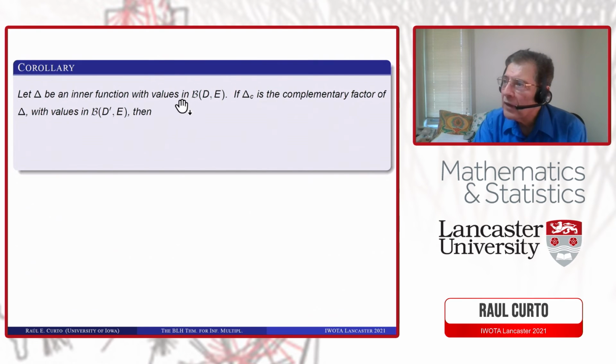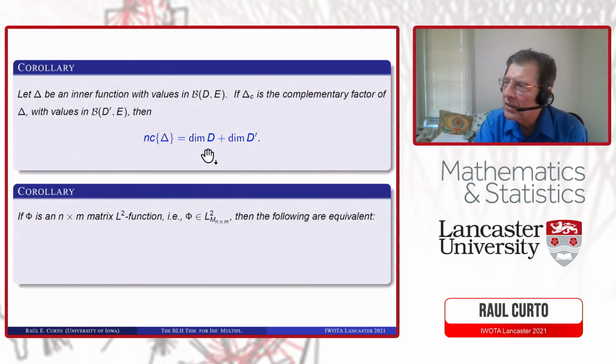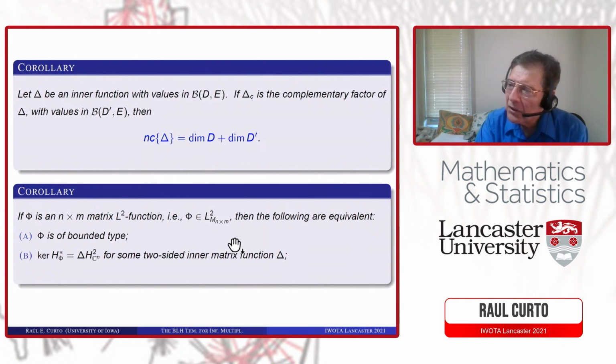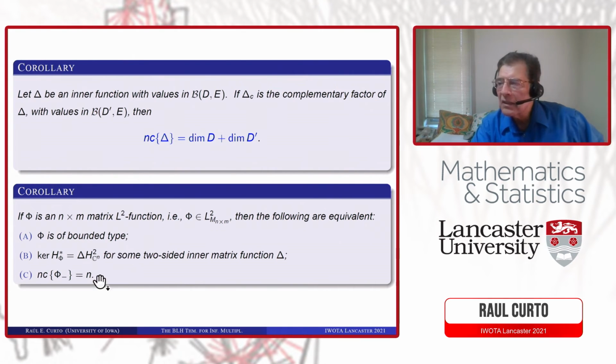Now, delta an inner function, delta C the complementary factor, then the degree of non-cyclicity is the dimension of E plus the dimension of E prime. If phi is in L2 of Mn plus M, so kind of going back to the matrix case as an application of the infinite multiplicity case, phi of bounded type, the kernel of the Hankel operator is delta H2 for some two-sided inner matrix function, or the degree of non-cyclicity is n. So here is a concrete characterization in terms of the degree of non-cyclicity of being bounded type.